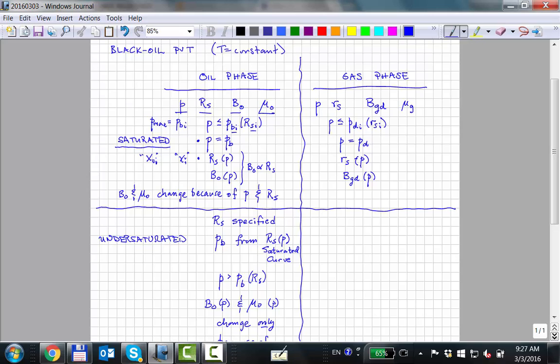And then the properties BO and viscosity, which should be down here, are given. Now, the change in BO and MUO is being caused by two things changing. As you lower the pressure in this table, two things are changing: the pressure is changing, and the composition of the oil is changing. And that's why the viscosity of the oil is changing, for two reasons.